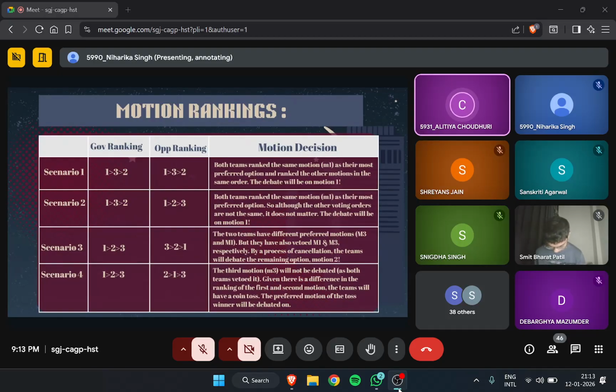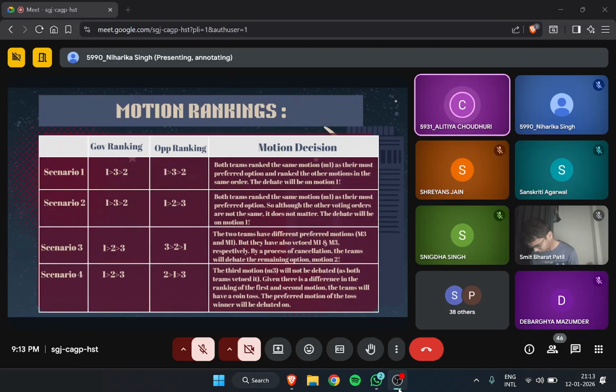In scenario 2, you see that the vetoes are different. Government has vetoed 2 and opposition has vetoed 3. But you go ahead and debate on motion 1 because here the vetoes don't matter because the preferred motion is the same. Now in scenario 3, you have different vetoes, which means government has vetoed motion 3 and opposition has vetoed motion 1, but here the preferences are different as well.